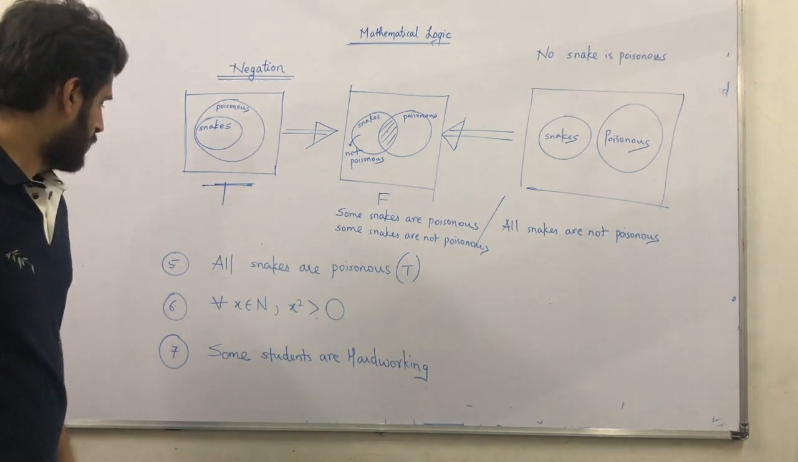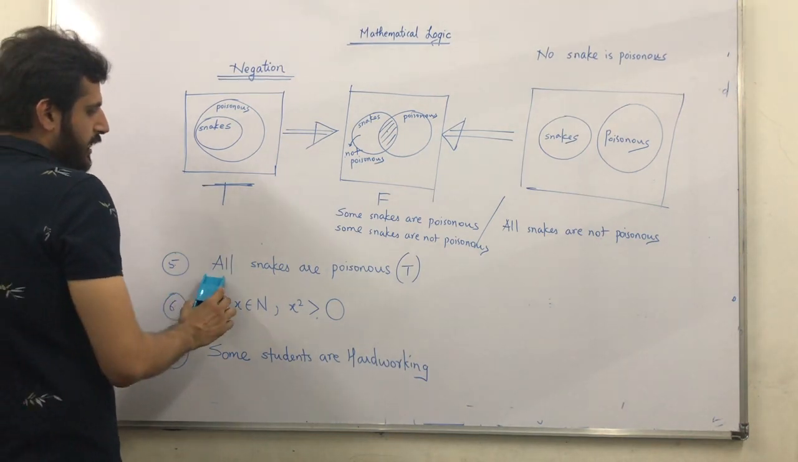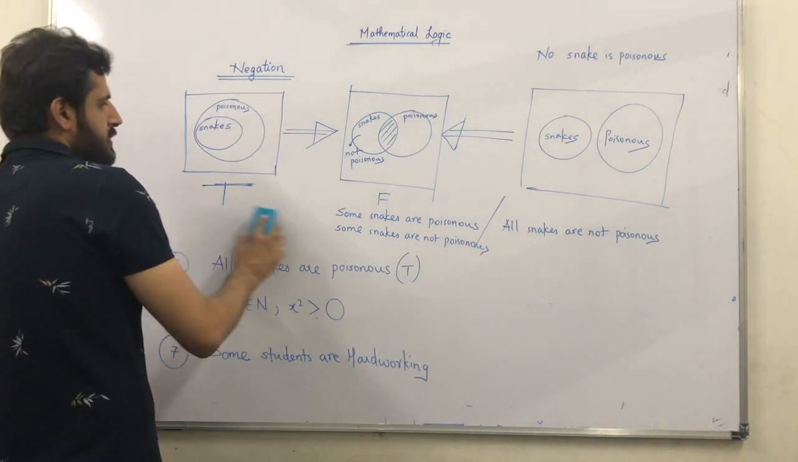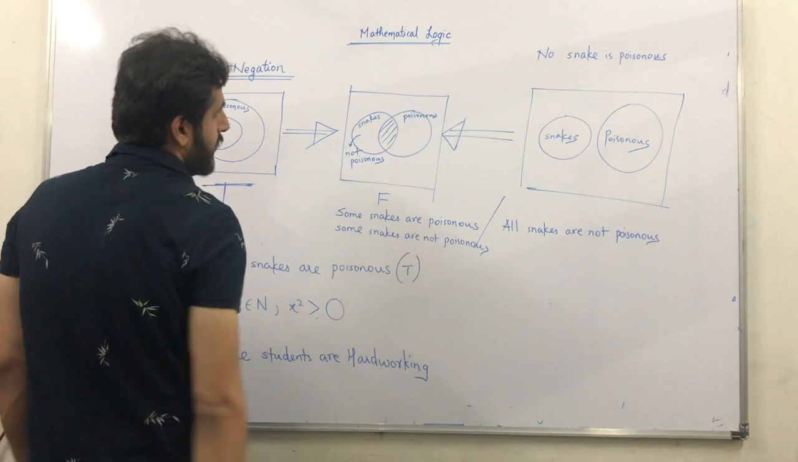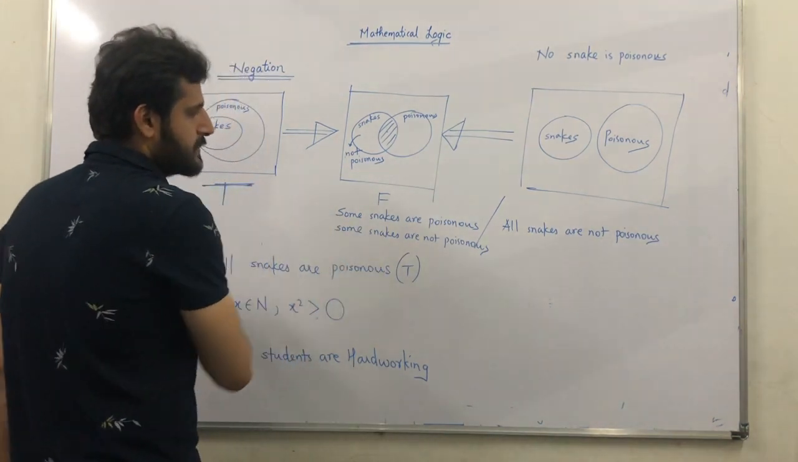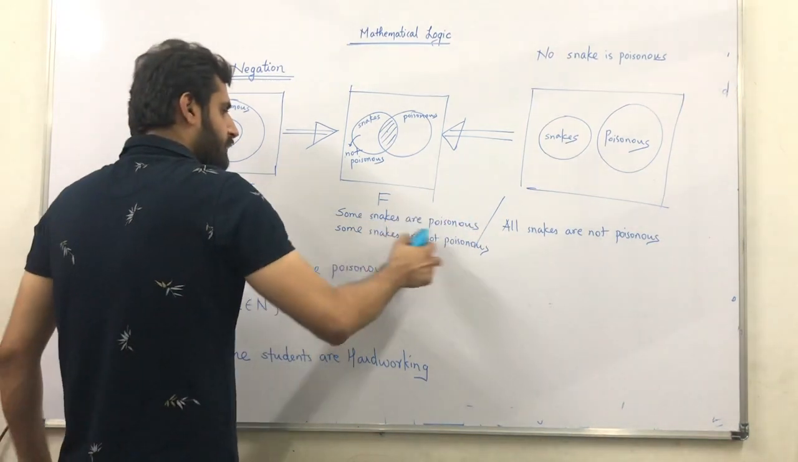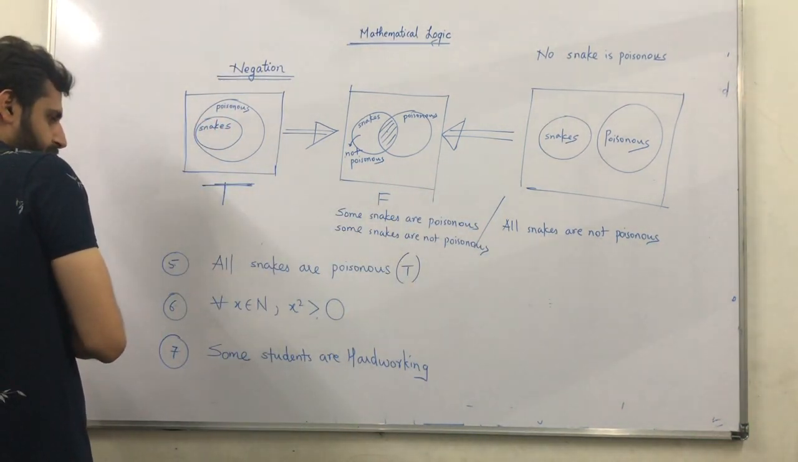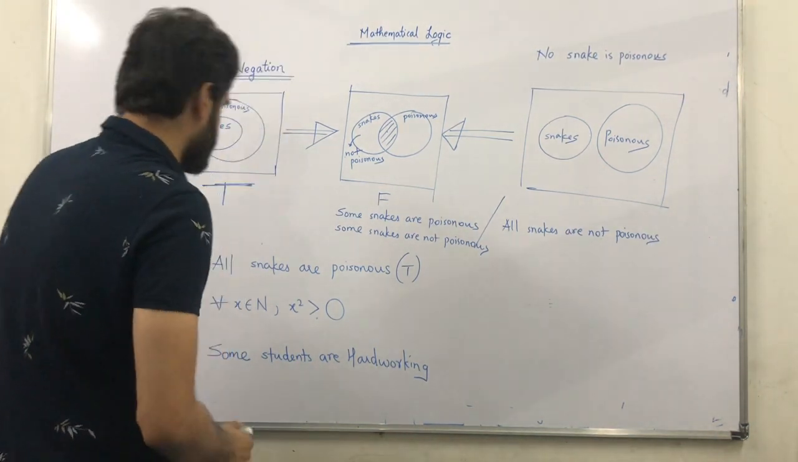Okay? Sixth example, we are going towards that. I hope this is clear. It is not confusing. All snakes are poisonous: some snakes are not poisonous. No snake is poisonous: some snakes are poisonous. You can use any one of these statements for the negation. Okay, so side by side we can clear this out.